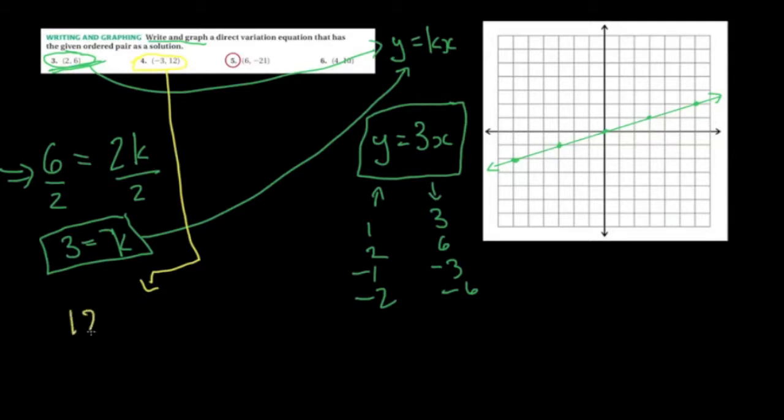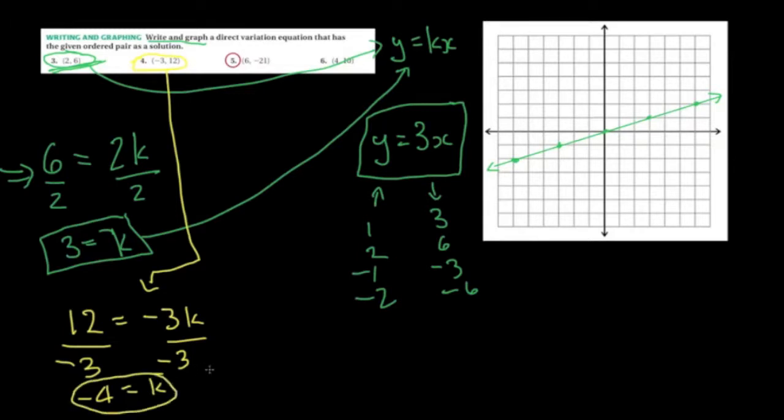So then 12 is gonna be equal to -3 times k. So now we're gonna divide both sides by -3. That's gonna give us -4 is equal to k. Okay, and then now we're gonna put this k back into our original equation, and we're gonna find our proper equation for this particular problem. So that will be y is equal to -4 times x, beg your pardon. That is gonna be what our equation is.